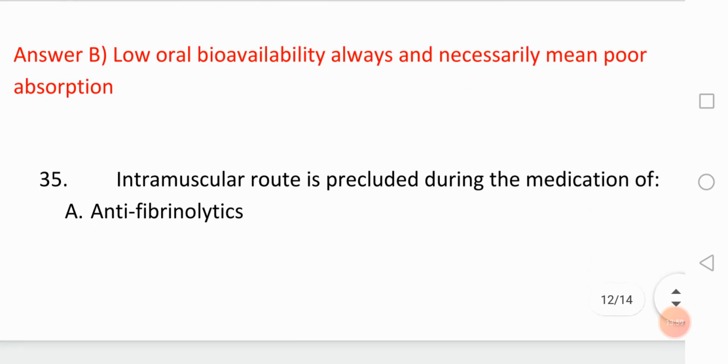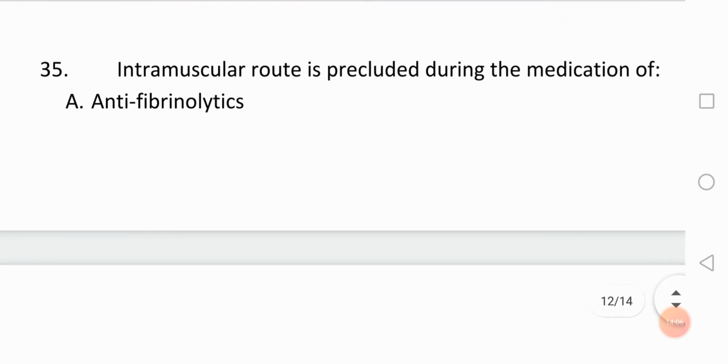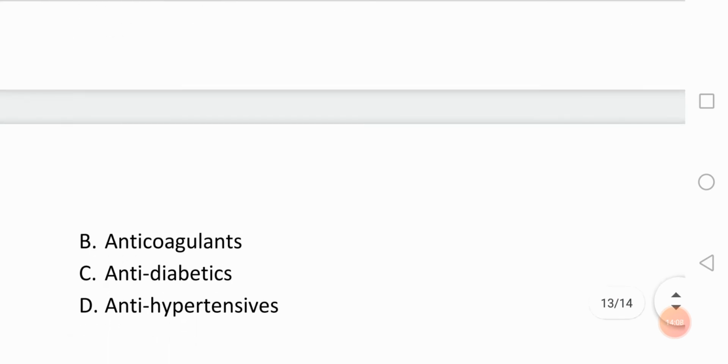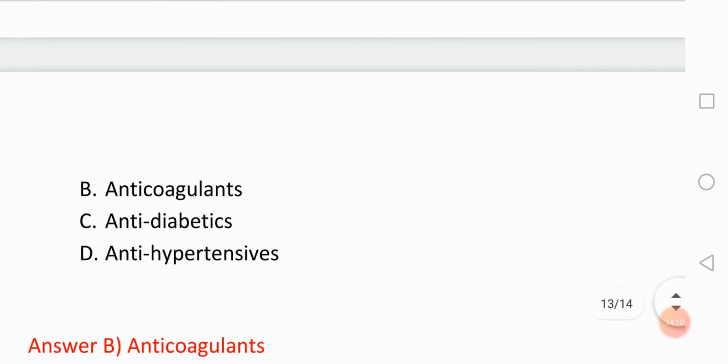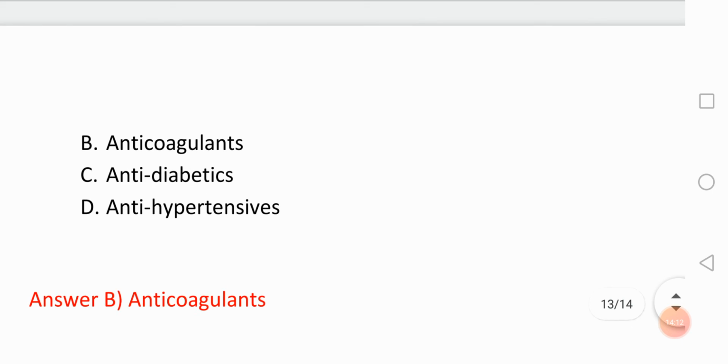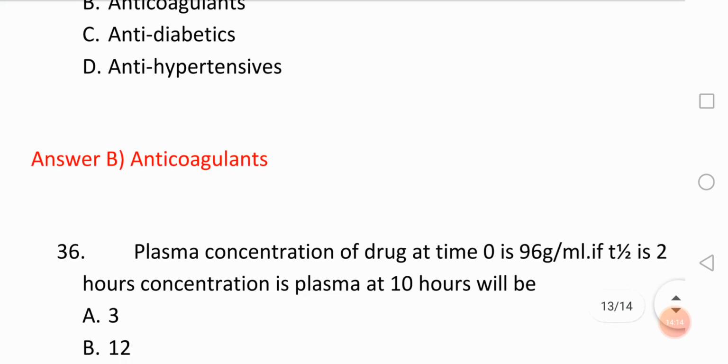And the 35th question: the intramuscular route is precluded during medication with A, antifibrinolytics; B, anticoagulants; C, antidiabetics; D, antihypertensives. The answer is B, anticoagulants.